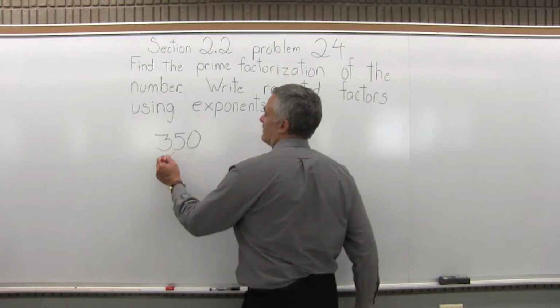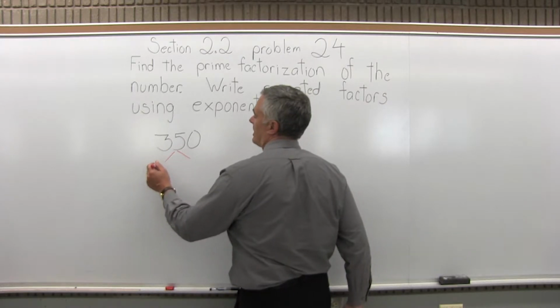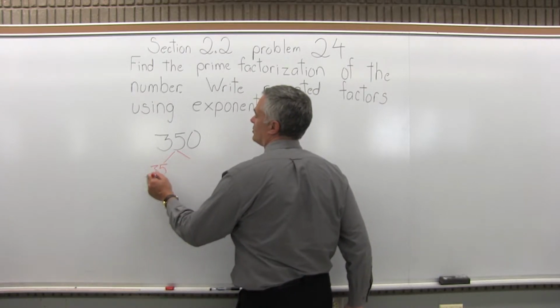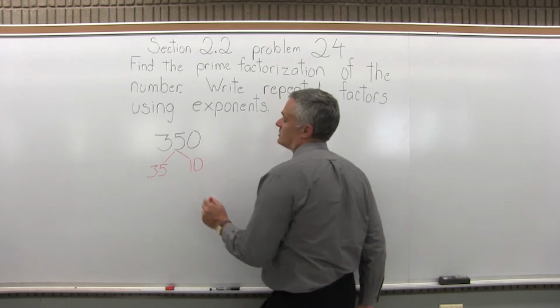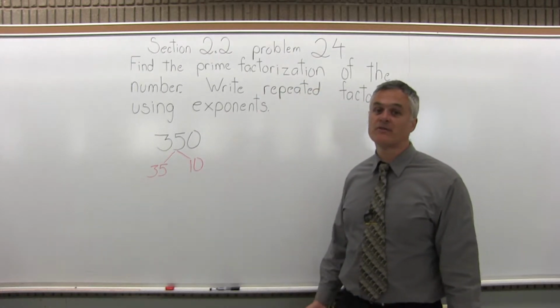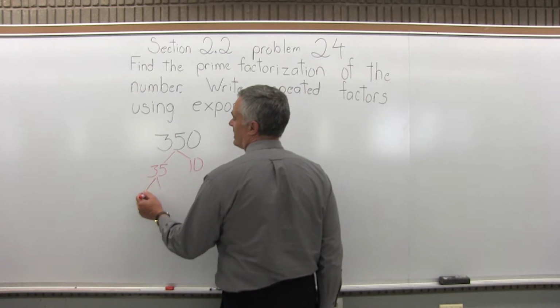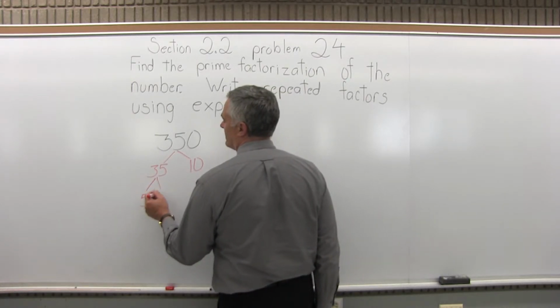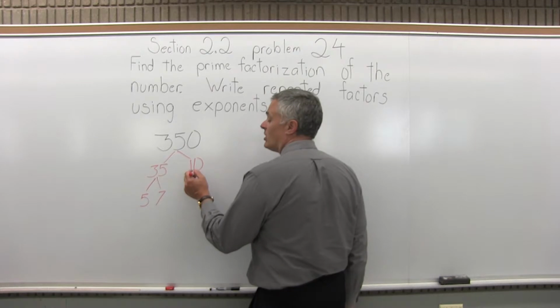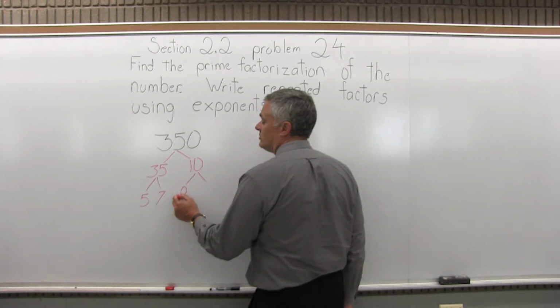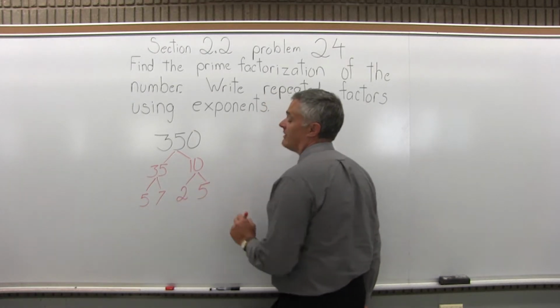So the first two numbers that I see to multiply to make 350 would be 35 times 10. Neither one of those is prime, so they both have to be split down some more. The 35 we can make with 5 times 7. The 10 will also split into 2 times 5.